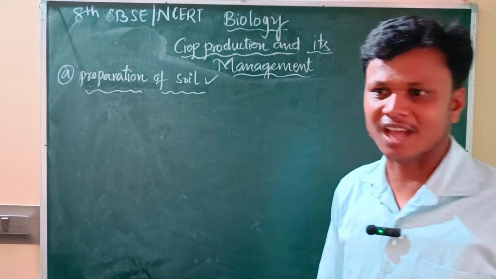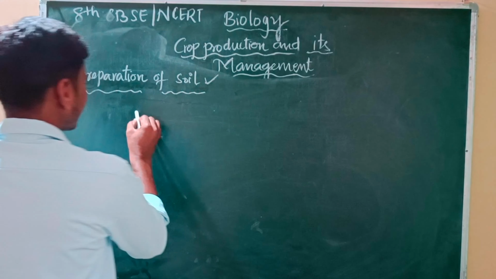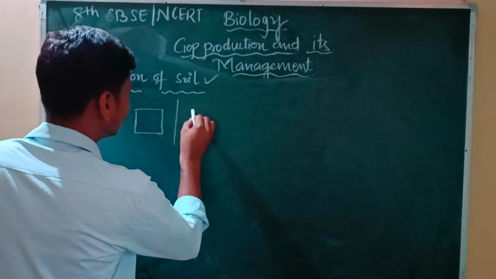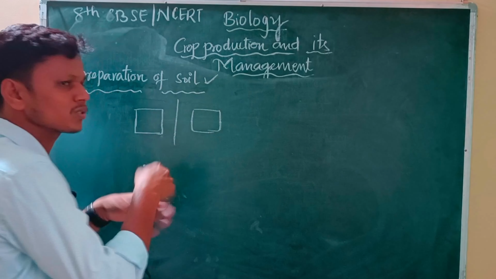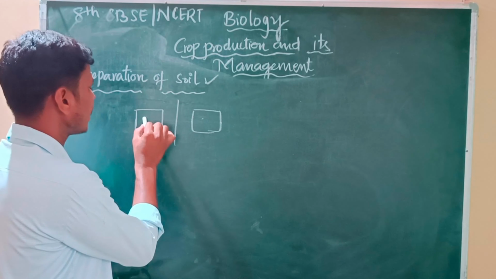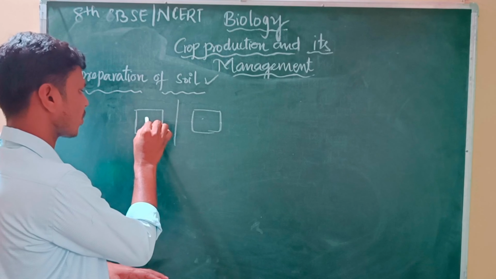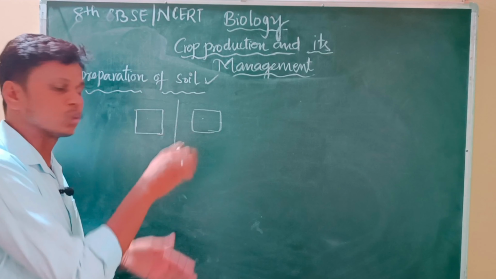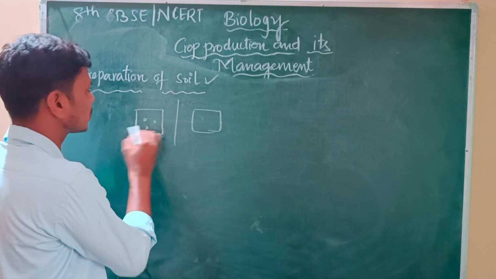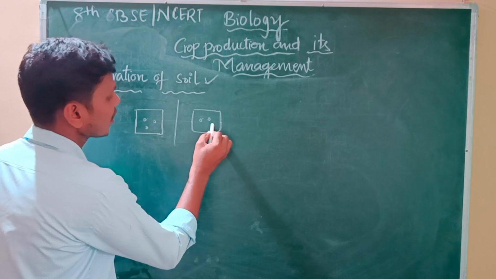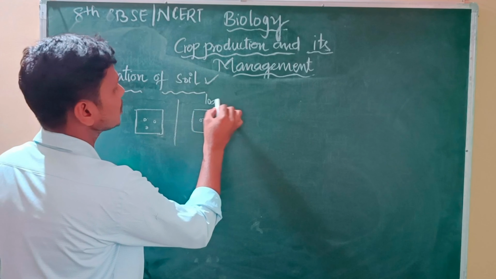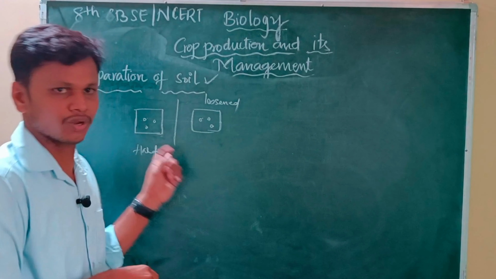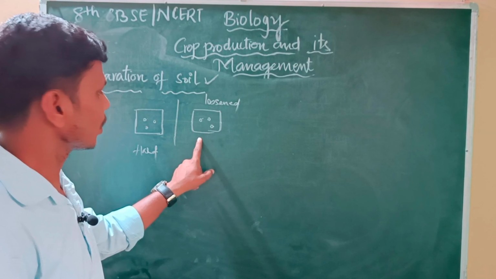I'll give you a best example. Take some 6 groundnuts. Loosen the soil somewhere here, and put some 3 groundnuts in the loosened soil, and some 3 groundnuts in the hardened soil, which is not loosened. This is loosened, and this is hard soil, which is not turned.